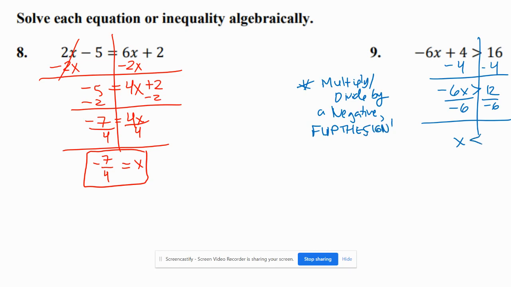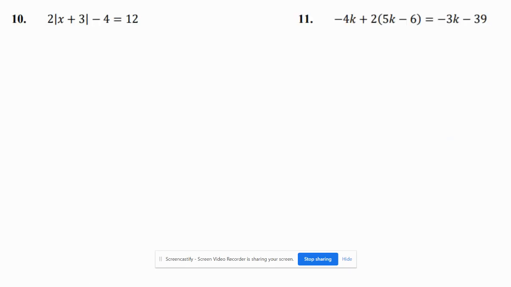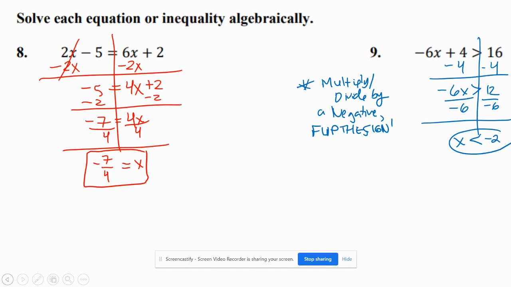Okay, so now it's going to be less than, and then 12 divided by -6 gives us -2. So the final answer will be x is less than -2.